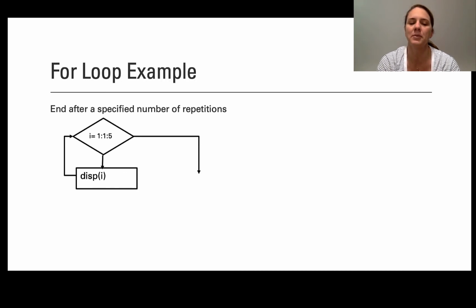So here's an example of a flowchart. We have i equals 1, colon, 1, colon, 5. Each time it is in the loop, it's going to display i. So in code, this will look like this: for i equals 1, colon, 5, display i, and then end.